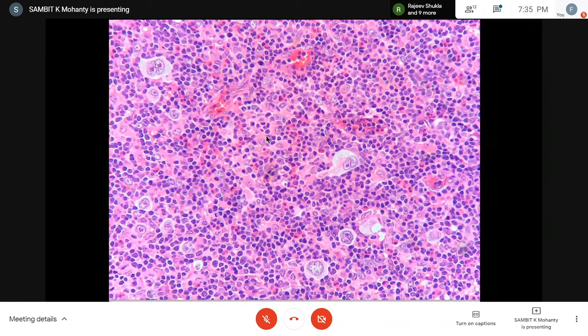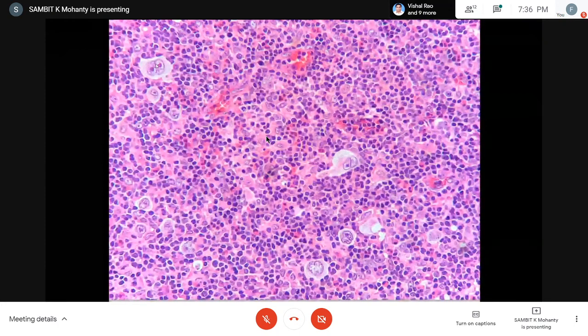You say it's a classical Hodgkin cell, and that was when we were in training. The differential was smaller, people were not aware of all these entities, and the discovery was still going on way back in 1995, 96. So I thought it's a polymorphic infiltrate, with these big cells and, in the background, plasma cells, lymphocytes, some endothelial cells, some eosinophils, and some histiocytes.